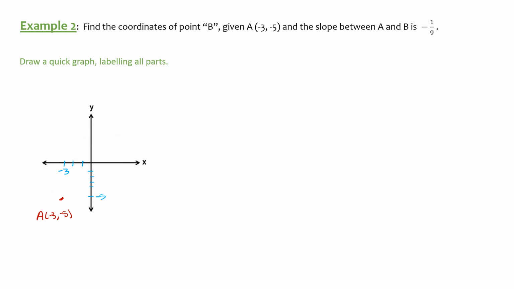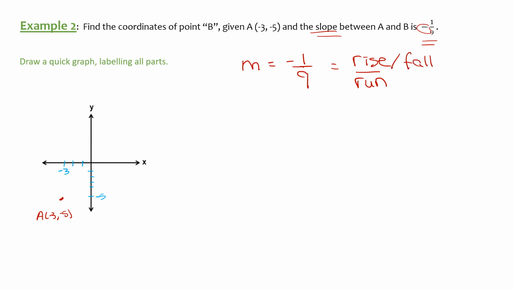And I'm trying to find the coordinates of point B. I don't know the coordinates of point B, but I know the slope between them is negative 1 over 9. So that means my slope is negative 1 over 9. And I'm going to specifically put that negative in the numerator. It was in the middle there, but I need to put it in the numerator for slope questions because it can only go in the numerator.